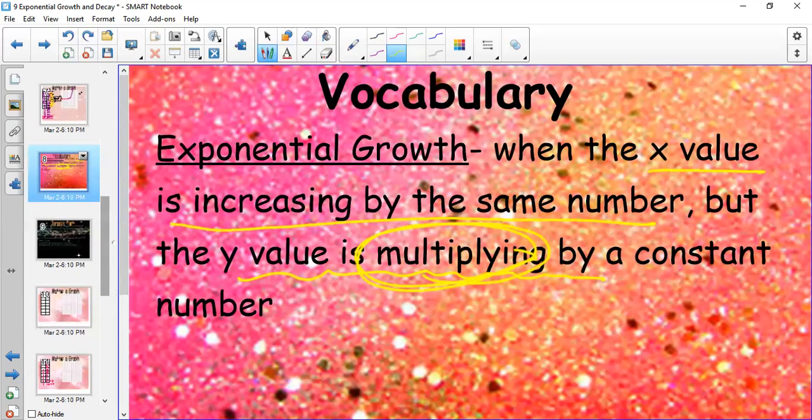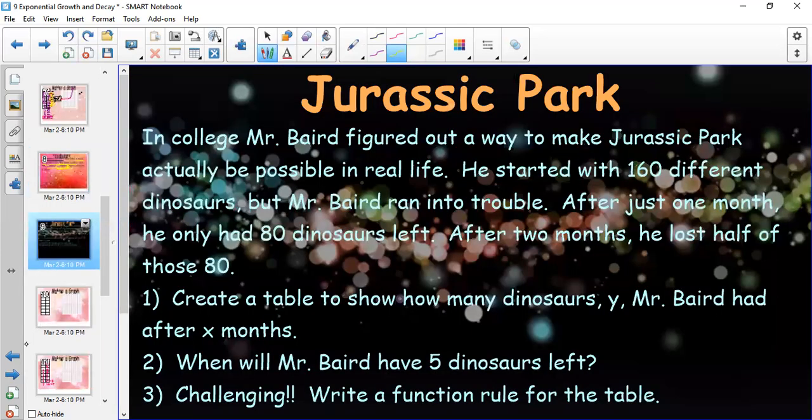All right, so let's try another one here. We have a Jurassic Park example. In college, Mr. Baird figured out a way to make Jurassic Park actually be possible. He started with 160 different dinosaurs. If it says started, that is at 0. So at 0, 160 would be our starting point here.